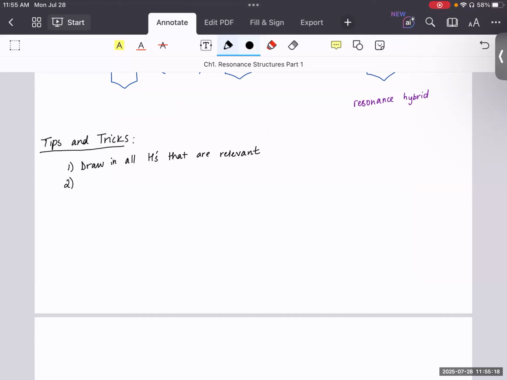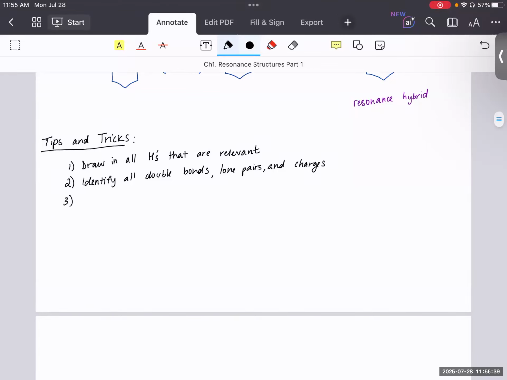The second tip I have is identify all double bonds, lone pairs, and charges. And this can guide you towards where you should start with drawing the resonance structure.